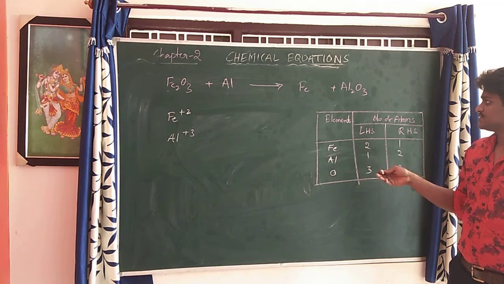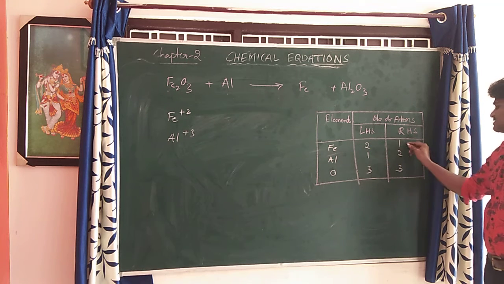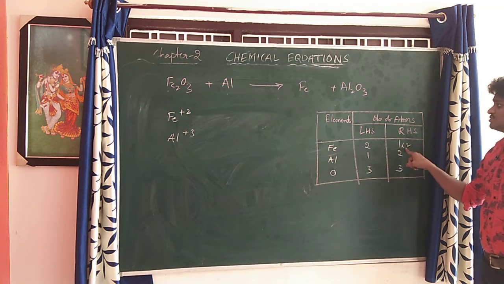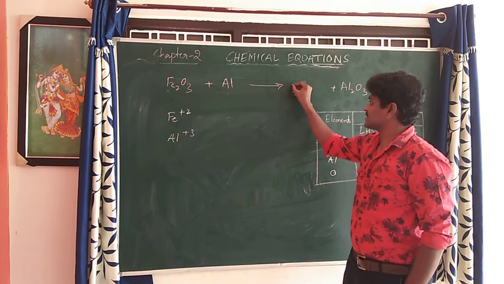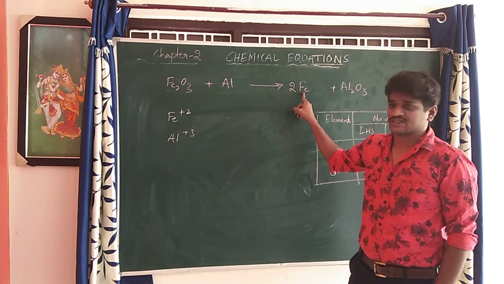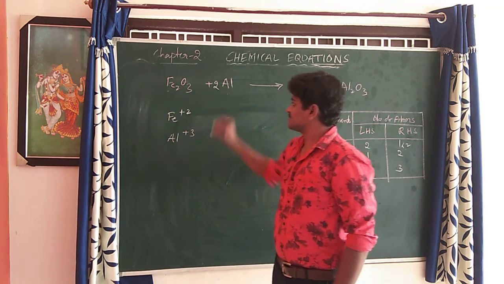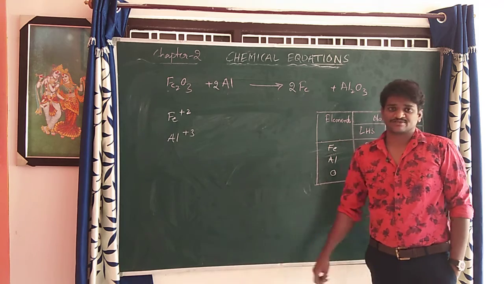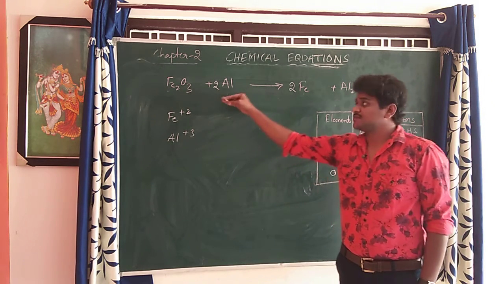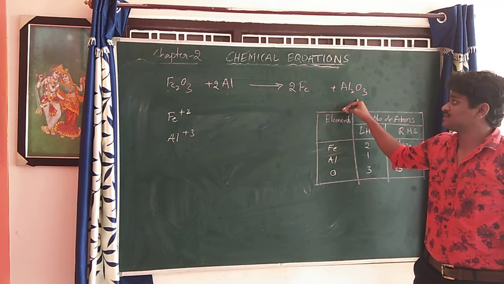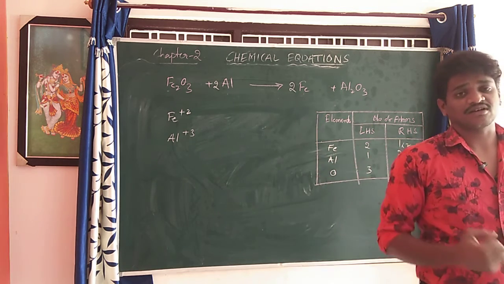So how to balance? Here 2 irons are there. So on the right hand side you multiply with 2 for the iron. So iron atoms are 2. You have to write 2 as a coefficient to the iron. In the same way, here 2 aluminiums are there. You can write 2 here. So now check the equation, whether it is balanced or not. Iron oxide when reacted with aluminium, aluminium oxide forms along with iron. So you can write the states also.